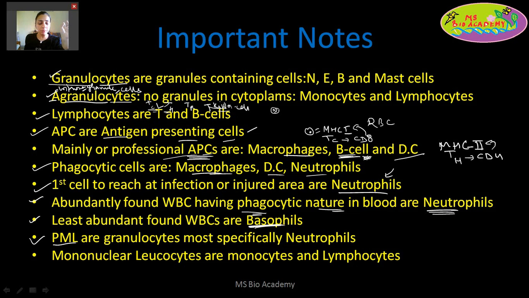Now what does PML stand for? PML stands for polymorphonuclear leukocytes, meaning those which have a multi-lobed nucleus. I have talked about that the multi-lobed nucleus is present in the granulocytes, and mostly it is present in the neutrophils among the granulocytes. I've told you three granulocytes: neutrophils, basophils, and eosinophils. Among them also neutrophils are the main polymorphonuclear leukocytes because they have the multi-lobed nucleus, right? Then mononuclear leukocytes have a one-lobed nucleus, which are mainly monocytes and lymphocytes.